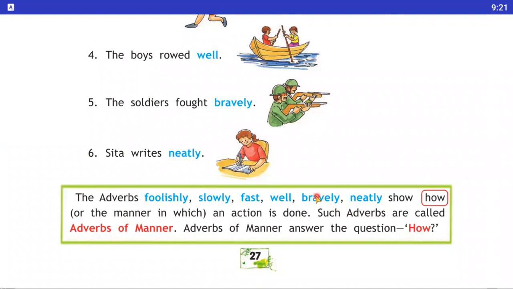So in sentence number 6, Sita writes neatly. So here I'm starting a question from here. How does she write? How does she write? We get the answer. Yes, Sita writes neatly. Okay, here neatly is an adverb. Why? Because writes here is a verb and we describe the verb. So here neatly क्या है यहाँ पे? As an adverb here. मतलब क्या करता है? क्रिया की विशेषता बताता है, क्रिया को डिस्क्राइब करता है.